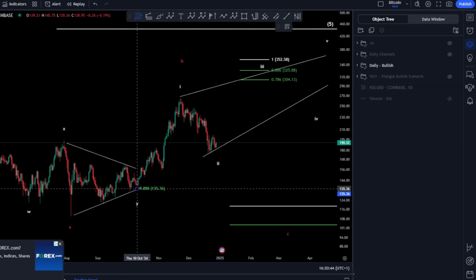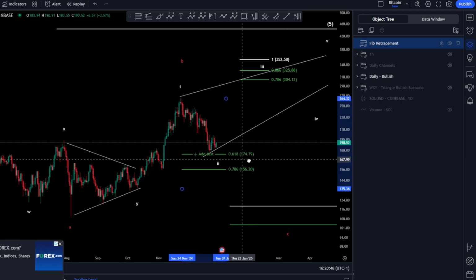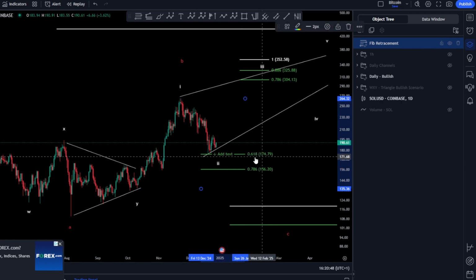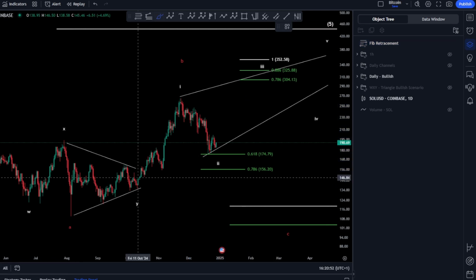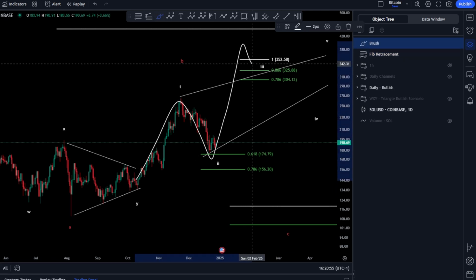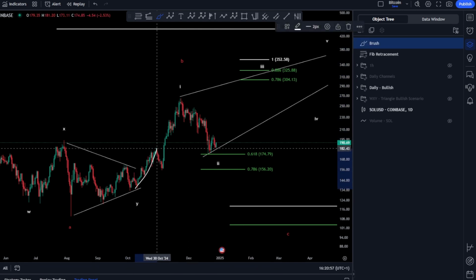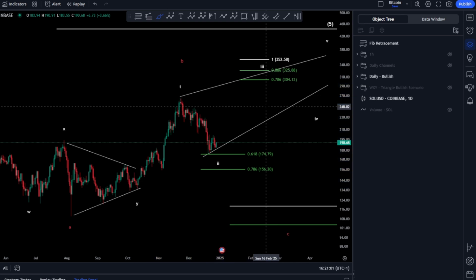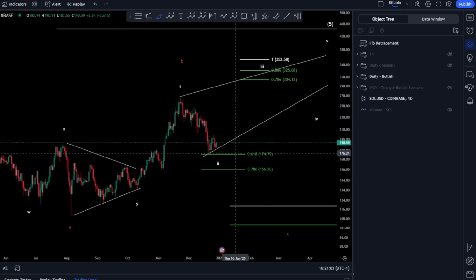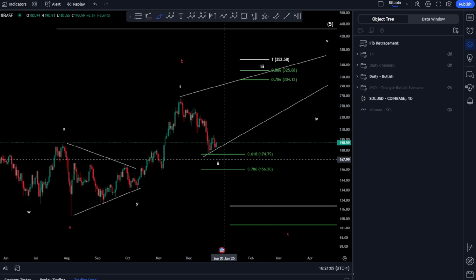Let's see the fib level that we have hit so far. Yes, perfectly. We have hit the 0.618 fib level, which is perfect for an impulse in 1, 2, 3, 4, 5, and also perfect in a contracting diagonal for 1, 2, 3, 4, and a 5 as well. So higher prices, of course, are much more considered here.